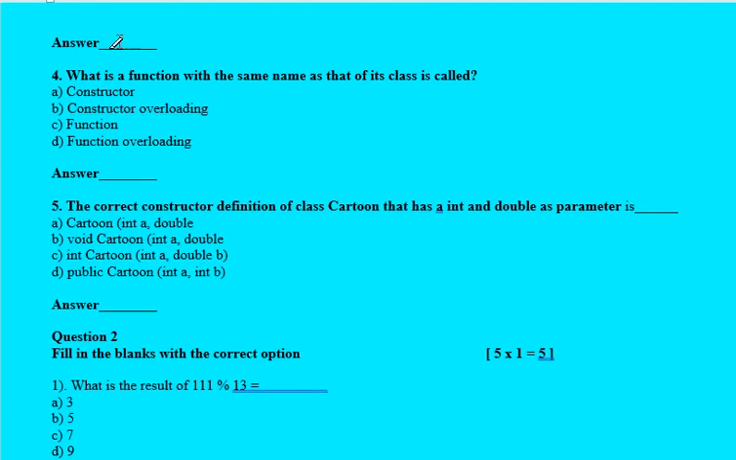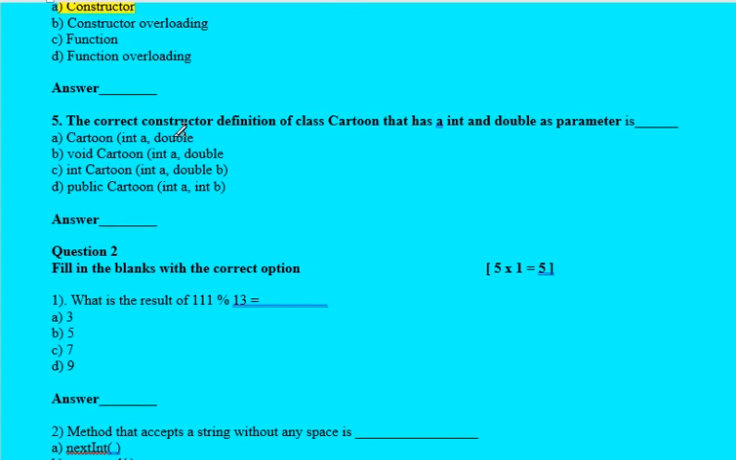And please do write the answer here. You will write only the options here in the answer blank. A function with the same name as that of the class is called as? Constructor overloading, function overloading, constructor. The answer is constructor. The correct constructor defines the class Cartoon that has an int and a double parameter. This is wrong because there's no bracket. This is also wrong. Here by default it is public. So public Cartoon(int A, int B) is the right answer.